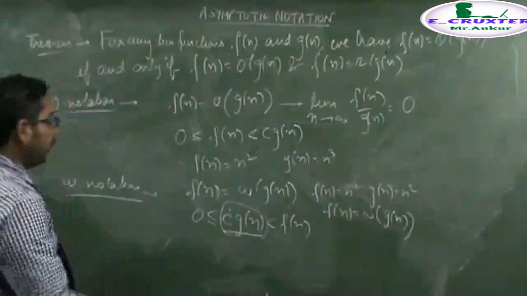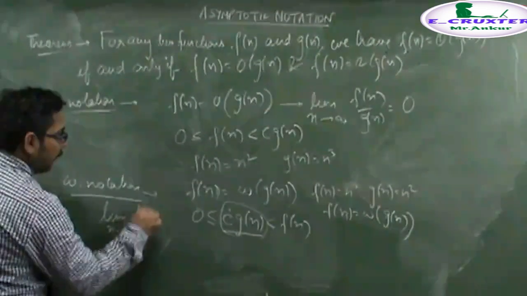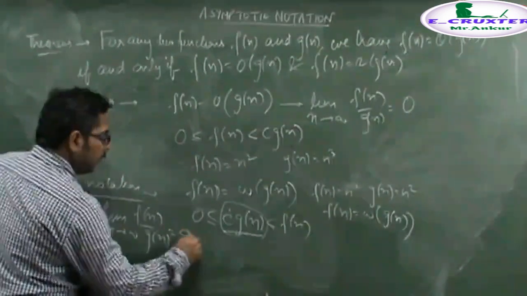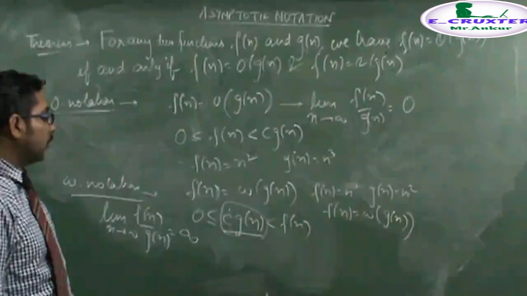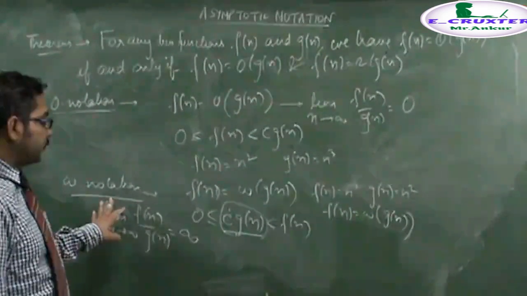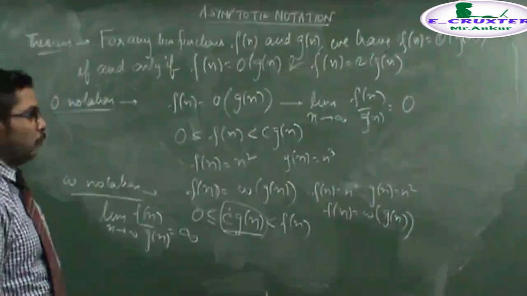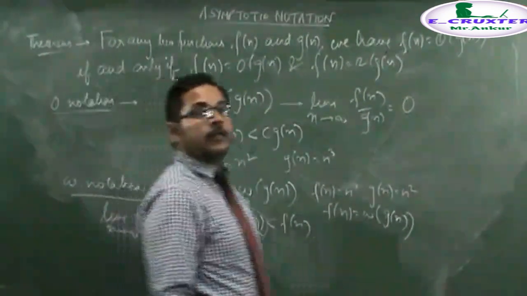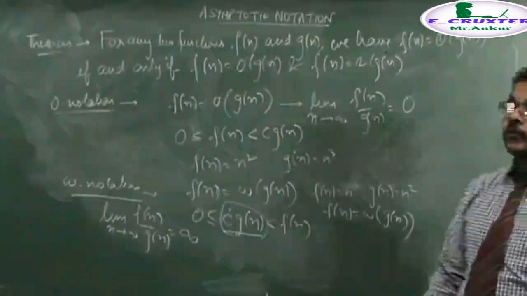And in terms of limit, if I apply limit here and calculate the result f(n) upon g(n), then if the result is always coming to infinity, then the g(n) function will act as the loose lower bound for the f(n) function. These are basically the fundamental concepts related to the asymptotic notations.